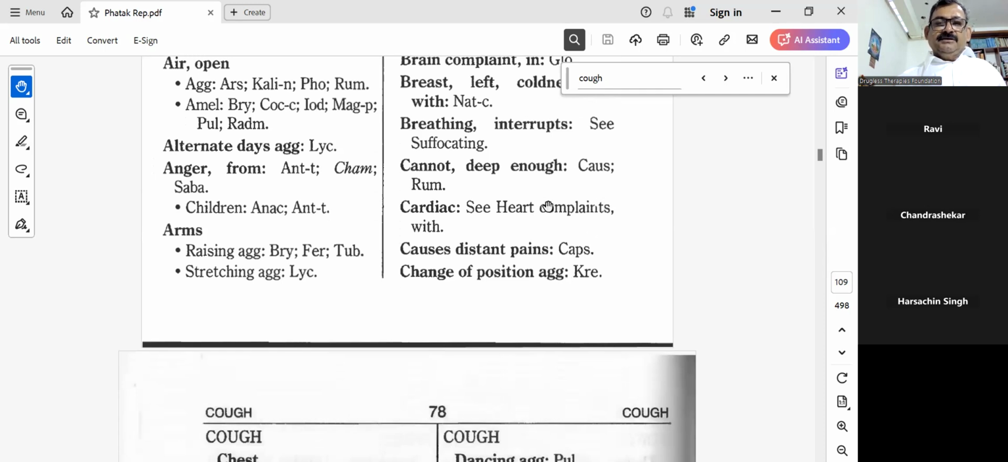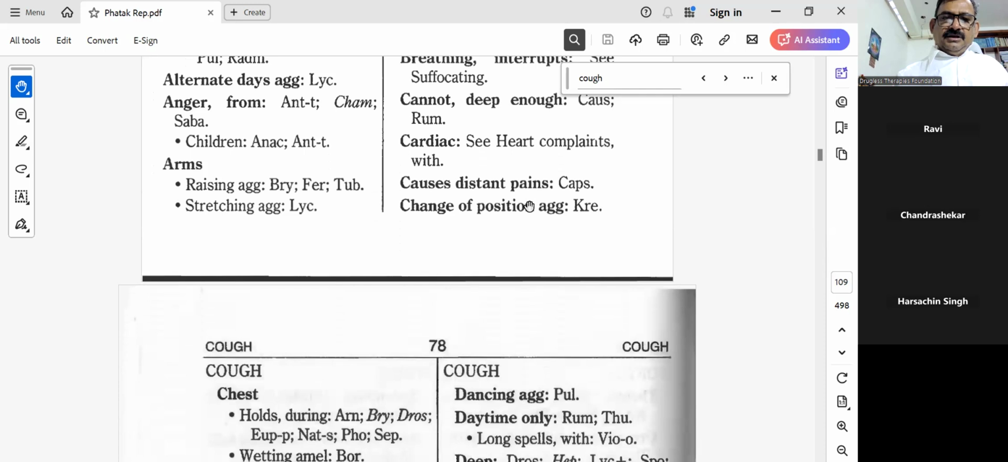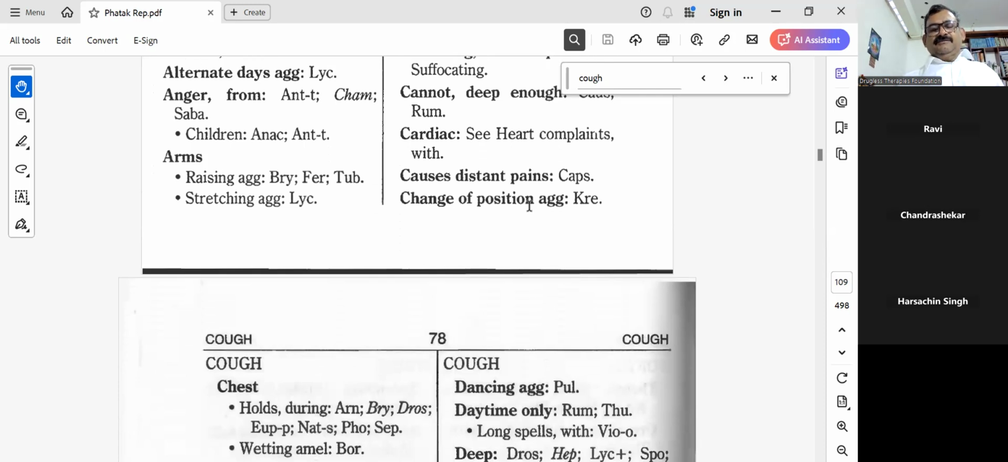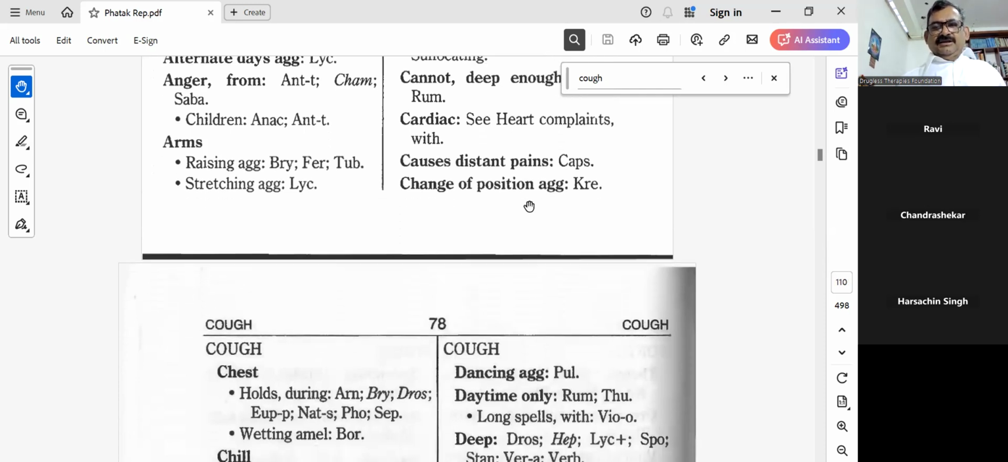Cardiac heart complaint. With some heart complaints, it's already there. We'll see when it comes. Listen. Causes distant pains. Okay. Beautiful it is, because these are very rare symptoms. For coughing, they get a pain in the leg. For example, they get a distant pain, which means it is in a different place. By coughing, they get a back pain. So such things are there.